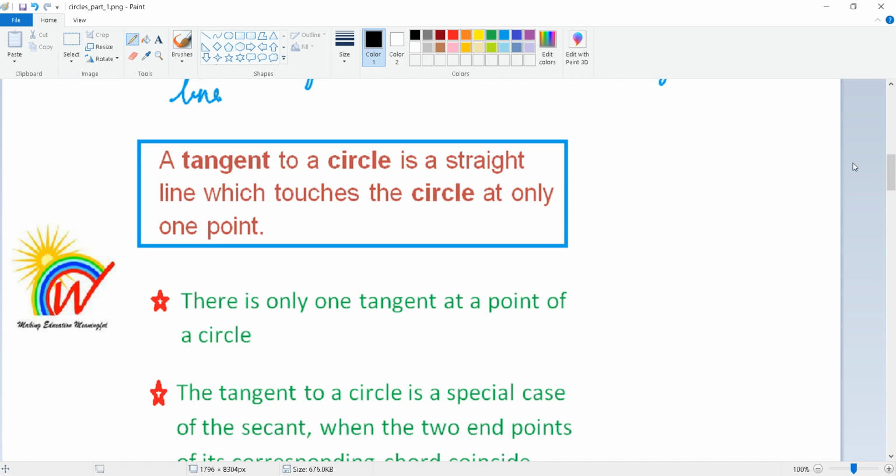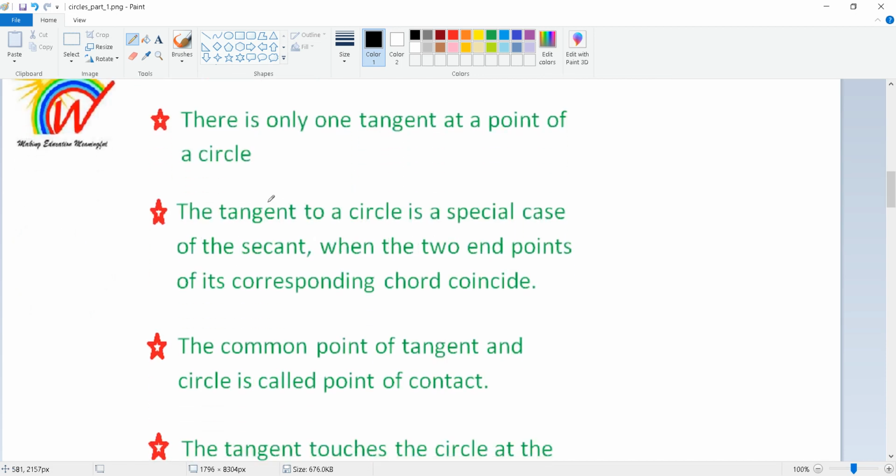Now we have a few notes about it. Let's look at these. There is only one tangent at a point of a circle. If you're talking about a circle and just a point on the circle, like if I give you a circle over here and I say that there is a point over here, and if I ask you how many tangents can you draw passing through this point, you can draw only one line. There's only one tangent which can be drawn passing through the point on a circle.